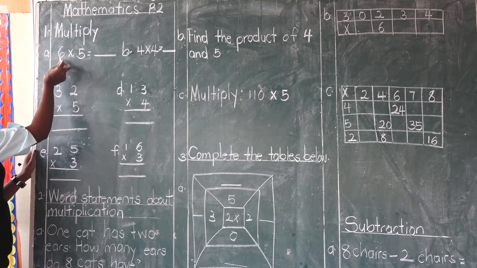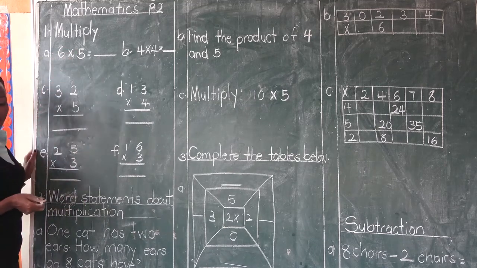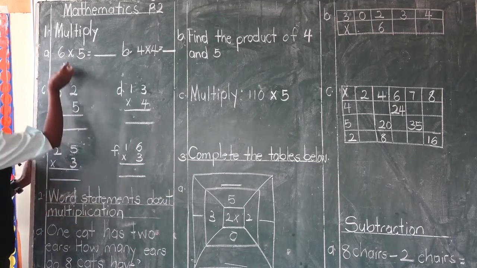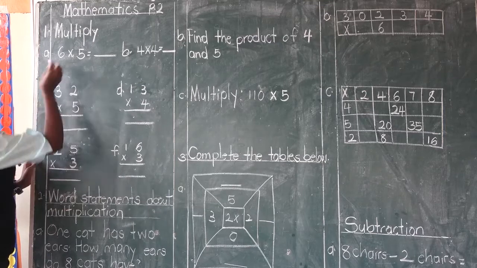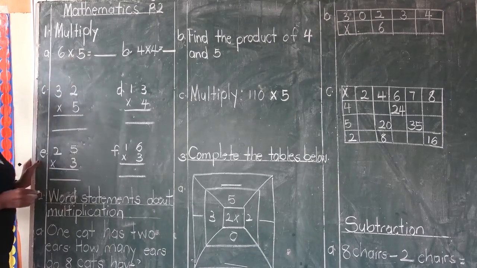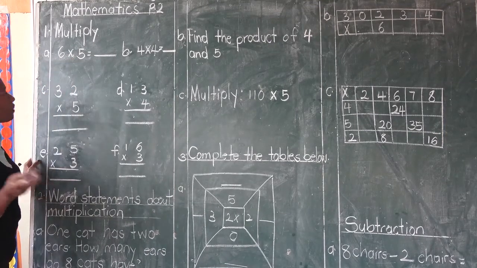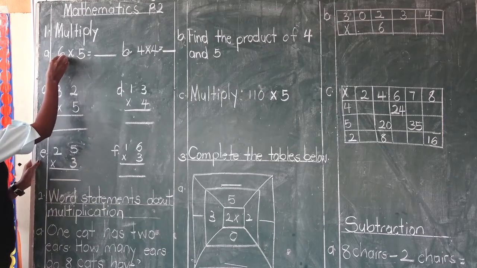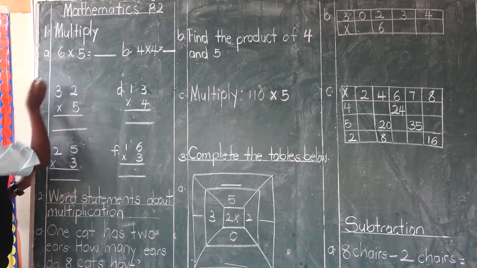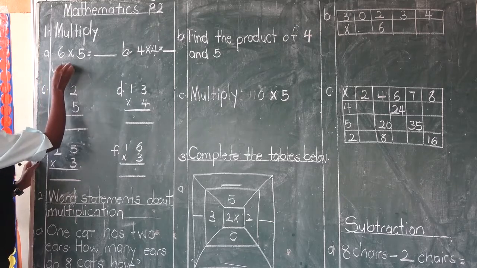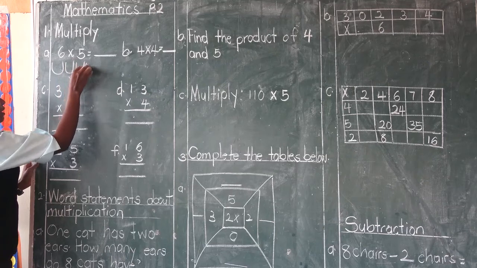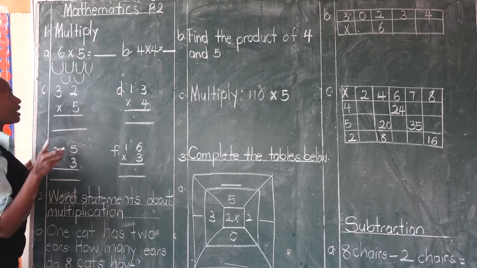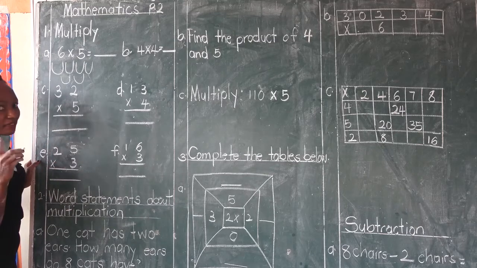We have 6 times 5. And we said that this one is the same as saying 6 groups of 5. Now let's form the 6 groups of 5. This is number 6. Those are the groups we are going to form. 1, 2, 3, 4, 5, 6 groups of 5. Each group is supposed to be having 5 balls.